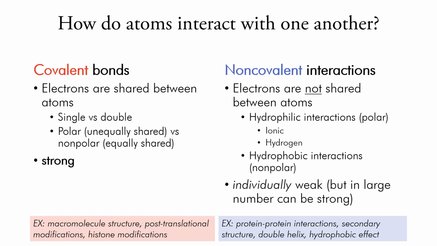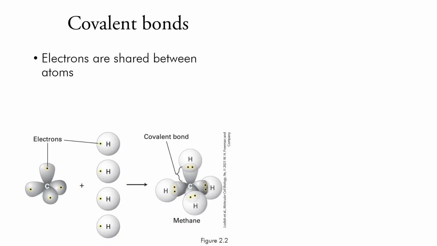The bringing together of the two strands of DNA to make the double helix, that's all hydrogen bonds with the nitrogenous bases there, or any kinds of hydrophobic effects that drive protein folding. We'll talk more about this later in the course. But here's, again, another look at your covalent bonds.